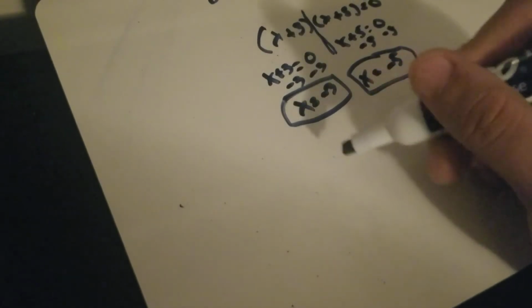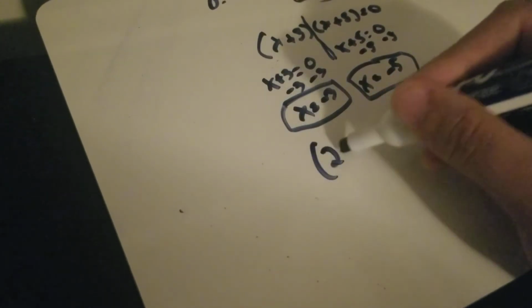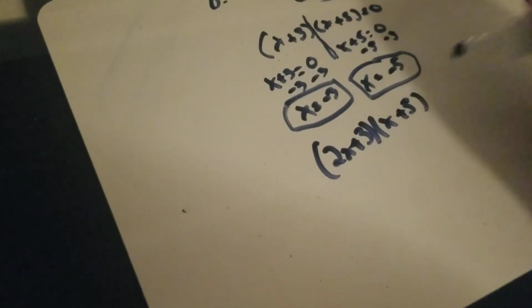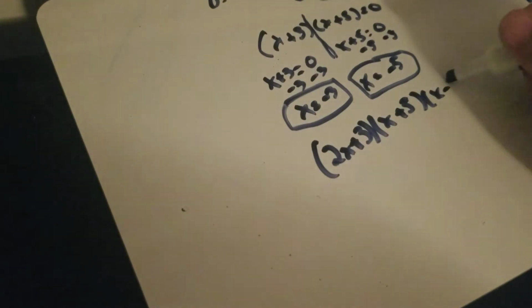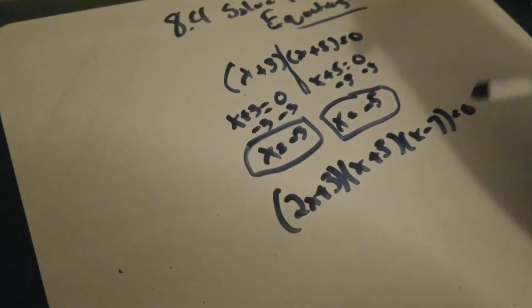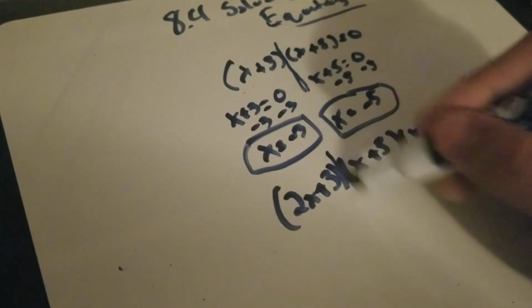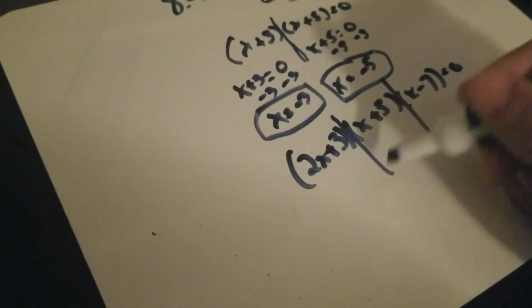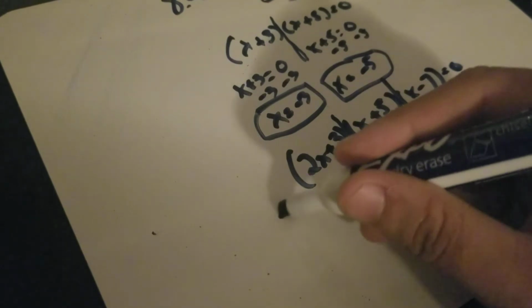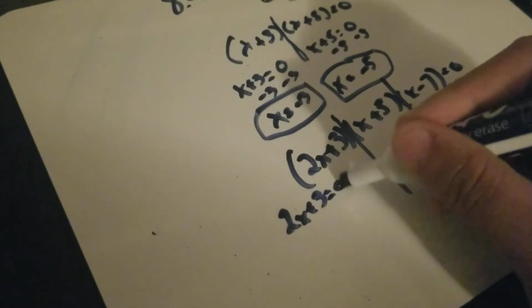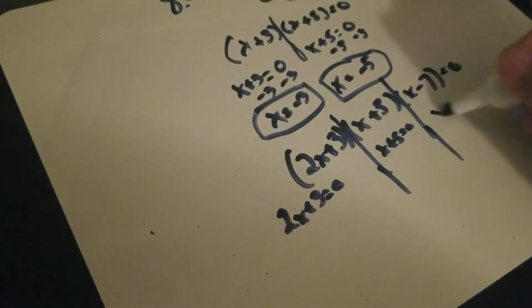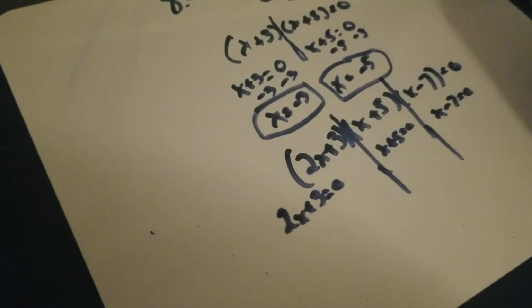Even if I had 3 of them, so I'm going to mix it up. So let me make 2x plus 3, 5x plus 5, x minus 7 equals 0. So then we're going to split this up into 3 separate polynomials. We have 3 x's, so we should surmise that we're going to get 3 answers. So 2x plus 3 equals 0, 5x plus 5 equals 0, and x minus 7 equals 0.